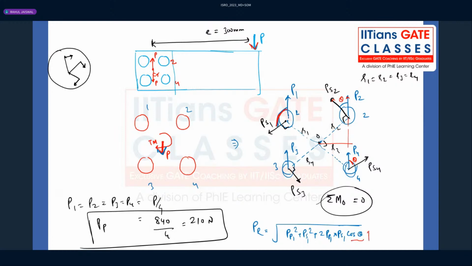When theta is more and more, cos theta will be lesser and lesser, and the resultant load will be lesser and lesser. So we have to remember that when theta is more, the resultant load will be less. When theta is less, the resultant load will be more. Understanding, all of you?